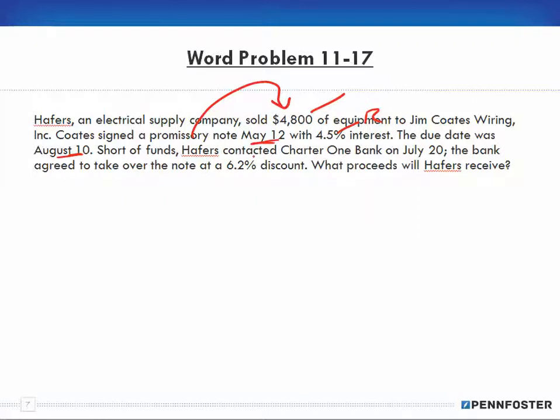Short of funds, Hafer contacted Charter One Bank on July 20th. The bank agreed to take over the note at 6.2% discount. What proceeds will Hafer's receive?